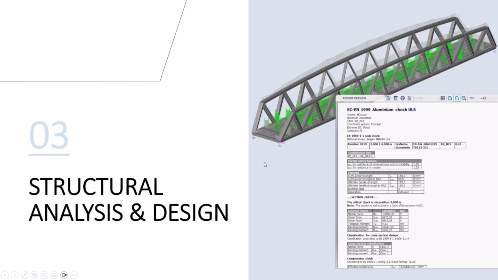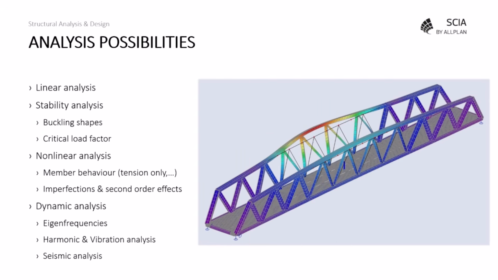For the last part of the webinar, I will tell a bit more about the analysis types and the checks in SCIA Engineer. The most simple analysis is a linear analysis. This analysis will calculate the load cases separately, and when asking for a certain result of a combination, the software uses the superposition principle of our load cases to derive the combined result.